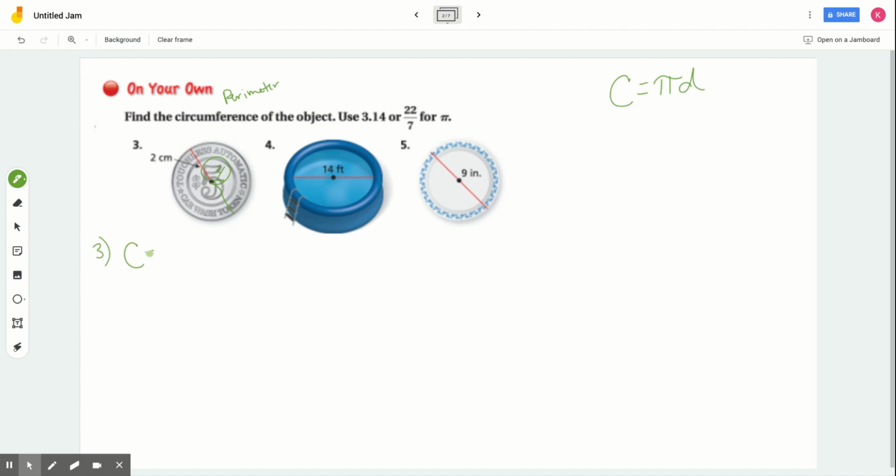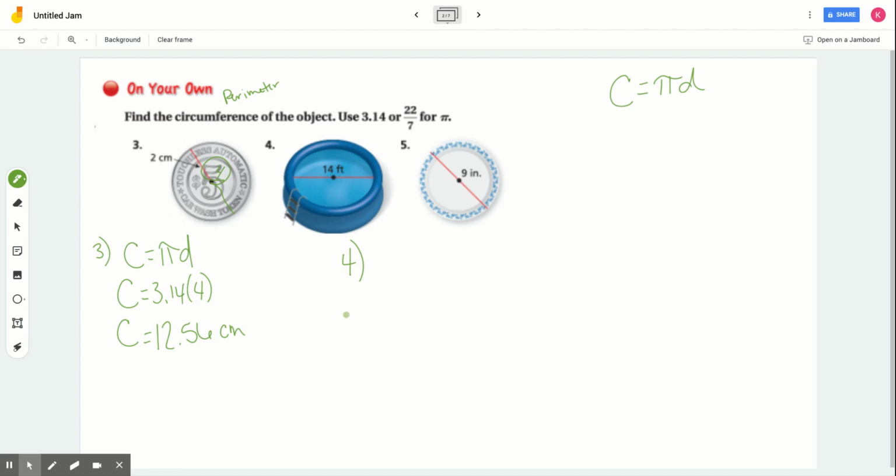So circumference equals pi times diameter. And you're going to plug in what you know: 3.14 for pi and 4 times the diameter. Go ahead and multiply these. When you multiply, your answer should be 12.56 centimeters. Perimeter, just like circumference, has just plain single units. So 12.56 centimeters is our final answer.